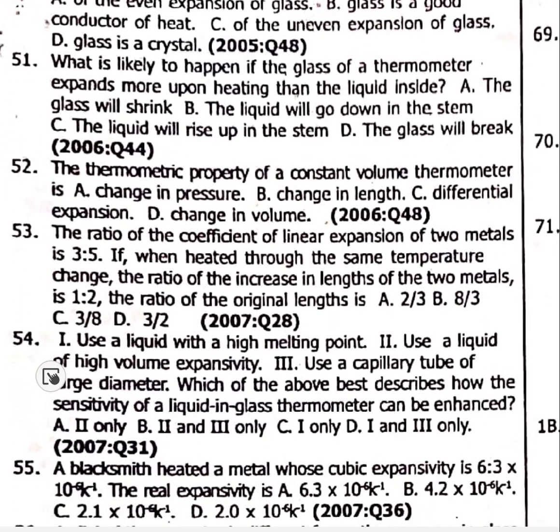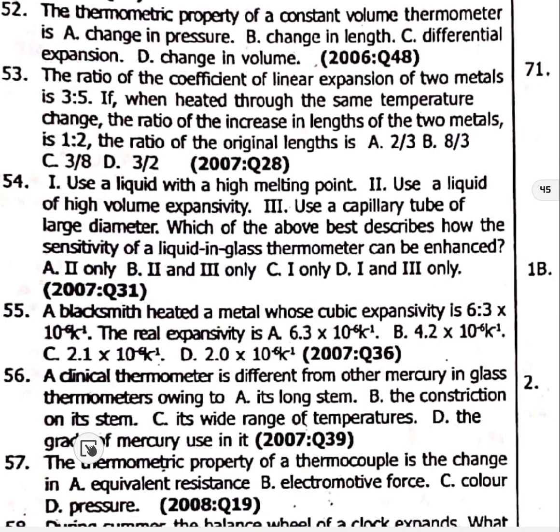54. They say: I, use a liquid with high melting point. II, use a liquid of high volume expansivity. III, use a capillary tube of large diameter. Which of the above best describe how sensitivity of a liquid in glass thermometer can be enhanced? Use a liquid of, it's supposed to be II only. Option A, 54 is option A. II only. The other ones no go. Go back and check your note. I already told you what is supposed to go.